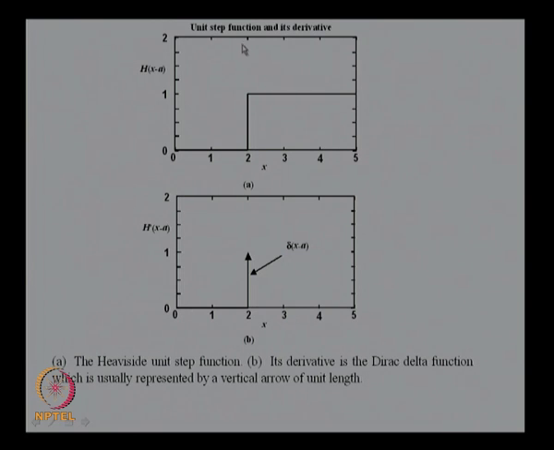So, this is the unit step function, known as the Heaviside unit step function, and its derivative is the Dirac delta function. So, whenever you have a discontinuity in a function, then its derivative is a Dirac delta function. Now, I will show you by a simple example, and you should be very careful in calculating the derivative.